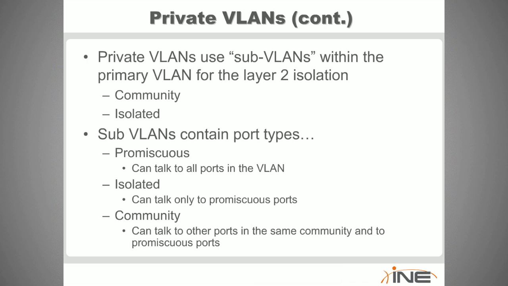So let's say, for example, that we have 2 web servers that are supposed to talk to each other and the default gateway. We would put the default gateway as a promiscuous port, so it means it can talk to everybody.